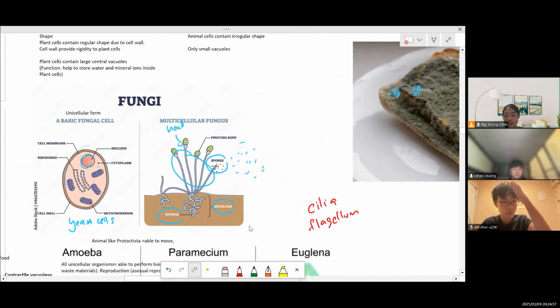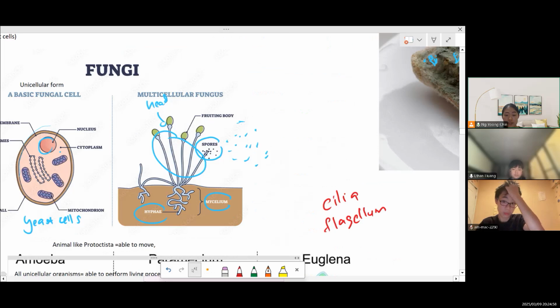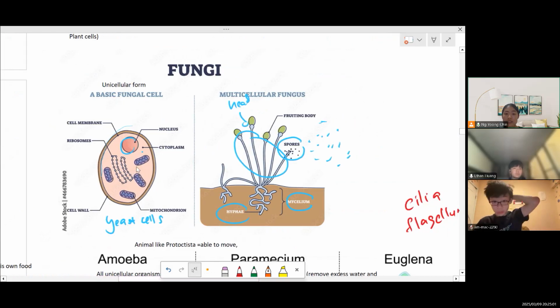Okay, so let us study the structure of the fungi. This is the unicellular form and the multicellular form. Sometimes in the exam, they will show the fungal cell and ask you to label. So you can see inside they have the nucleus, cytoplasm, ribosome, cell wall, and the mitochondria. Sometimes the exam will come out with this.